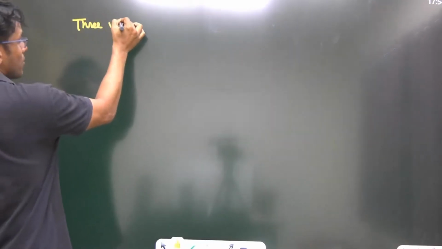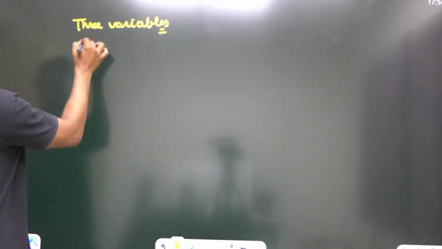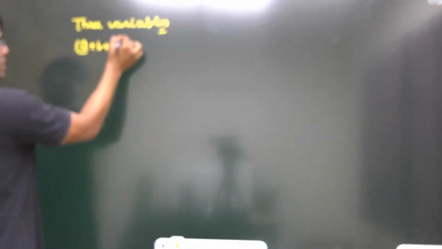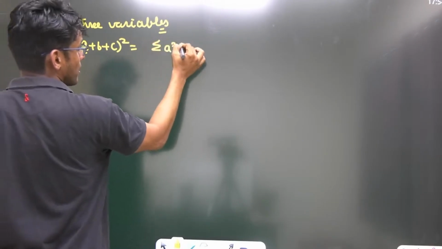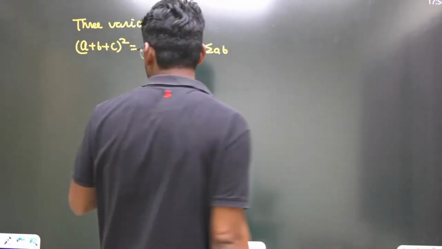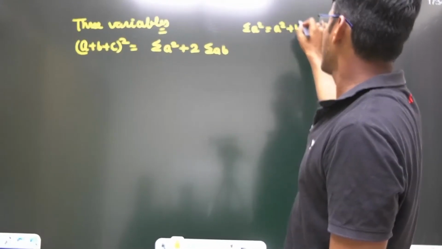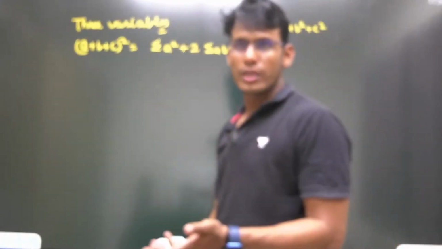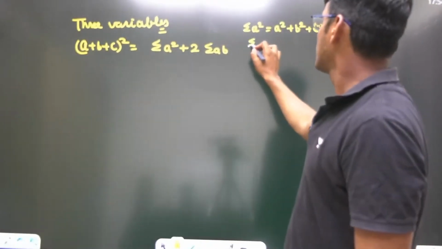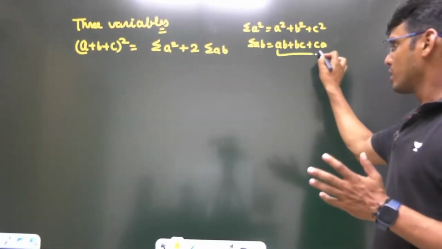Now, let's talk about three variables identity. There are very few of them which we need to remember. A plus B plus C whole square is sigma A square. Now I am introducing a new terminology. Sigma A square means, since you have three variables here, A square plus B square plus C square. Sigma AB means AB plus BC plus CA. Whatever combination of two variables you can make, you just write here.